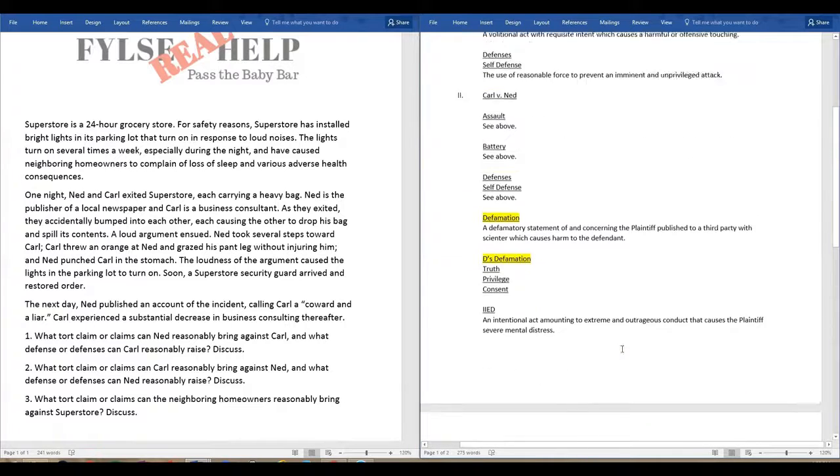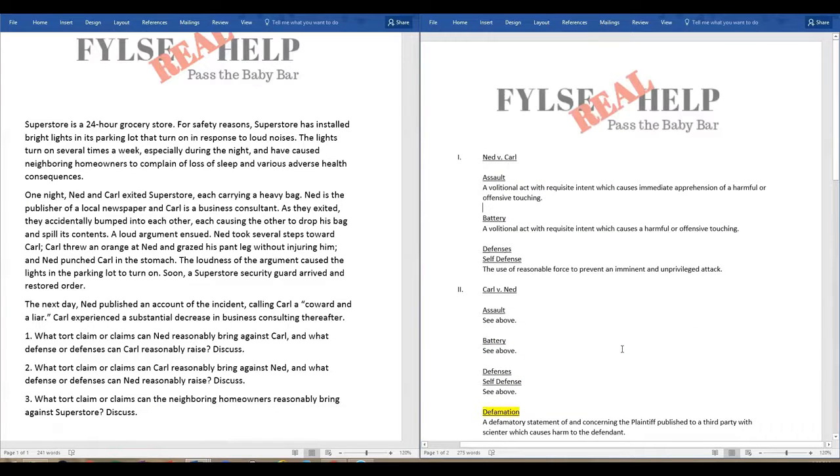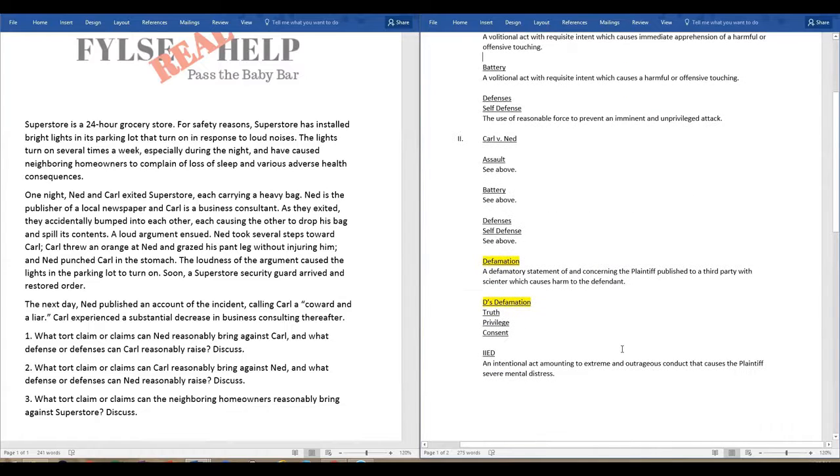So what you're going to want to do is put down what you can, and then, for instance, if you didn't see that IIED defense, you're going to put a question mark there. You're going to go through, do what you can do, and then stop, and then spend the time to really think about the stuff that just doesn't pop into your head immediately.